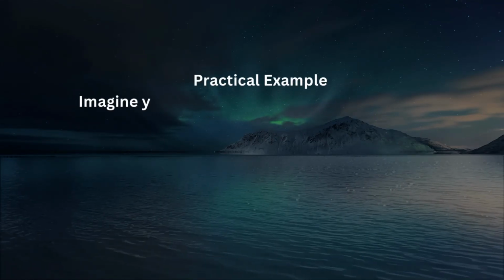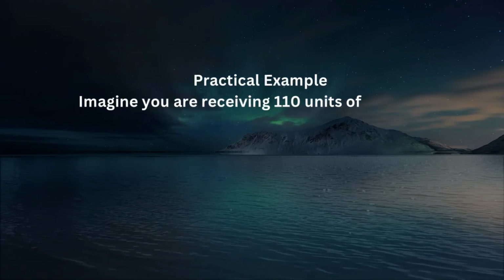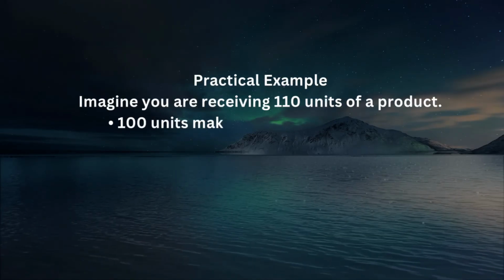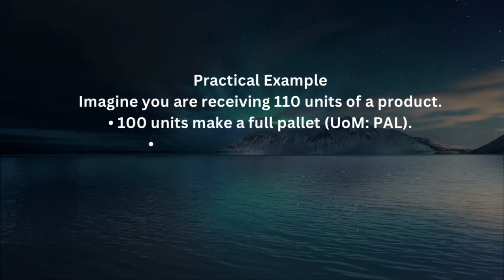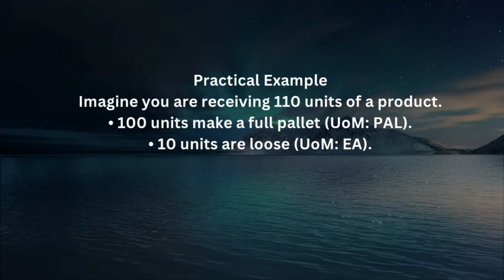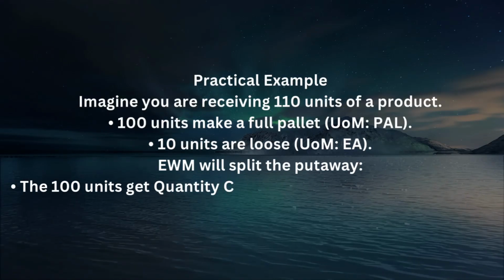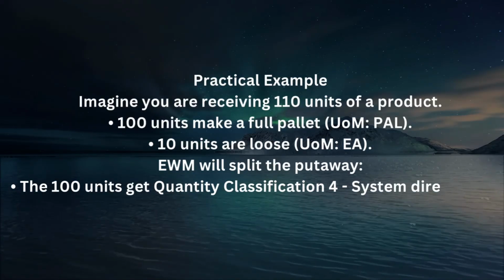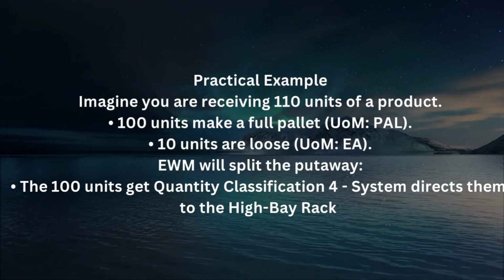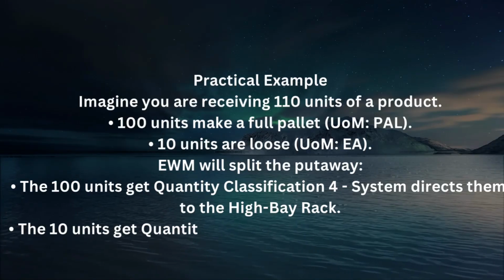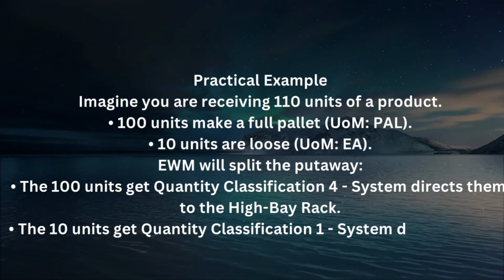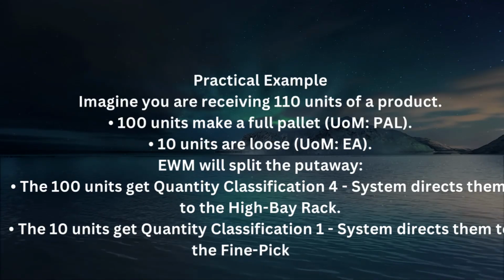Practical example. Imagine you are receiving 110 units of a product. 100 units make a full pallet, UOM PAL. 10 units are loose, UOM EA. EWM will split the put away. The 100 units get quantity classification 4, and the system directs them to the high bay rack. The 10 units get quantity classification 1, and the system directs them to the fine pick area.